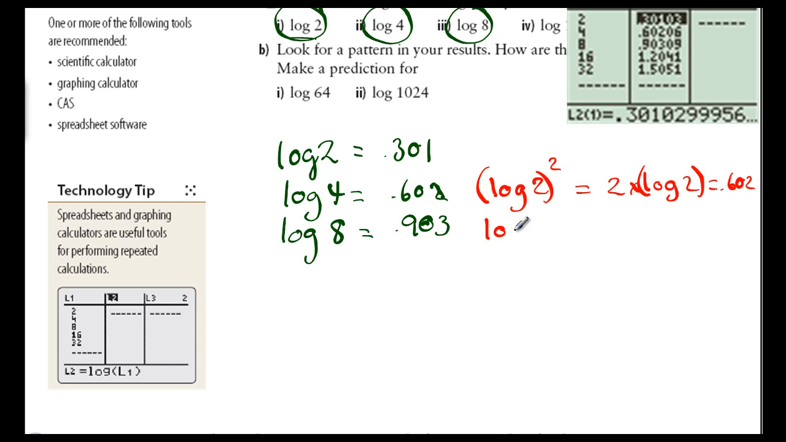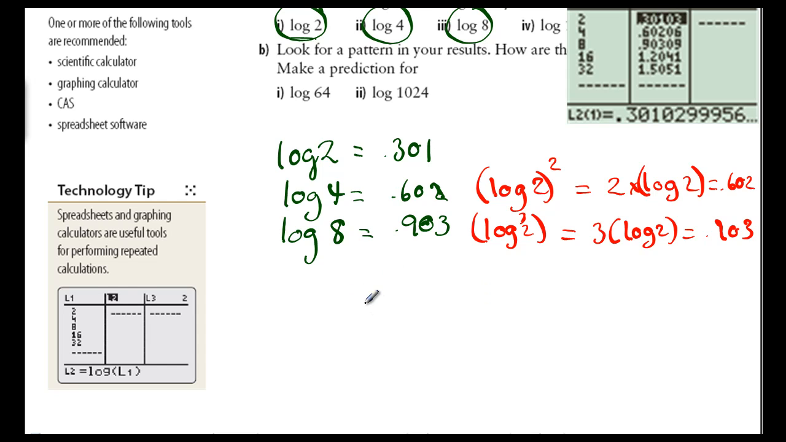In a similar fashion, I see that 8 can be written as 2 to the power 3, and decimal 903 is 3 times the log of 2. 3 times the log of 2. And that's equal to decimal 903. And I see that similar if I look at the log of 16, it looks like 4 times decimal 301, and 32 is 5 times.